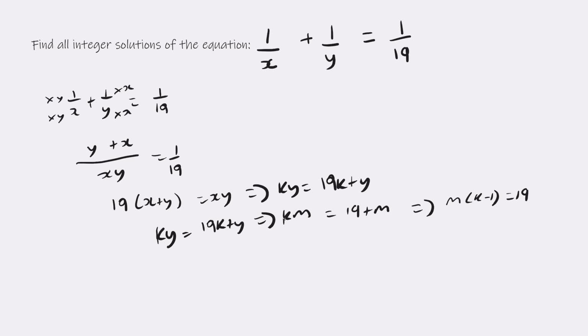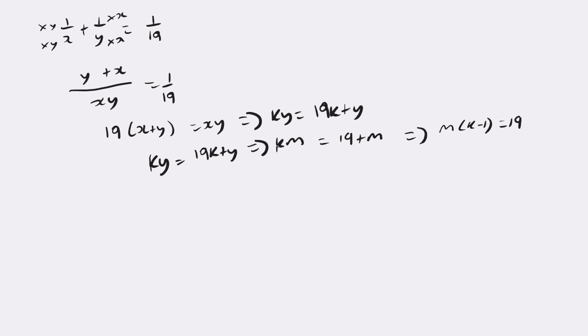So if m equals 19, k minus 1 would be 1. So in that case, x would be 38 and y would be 38. So I'll write that out.